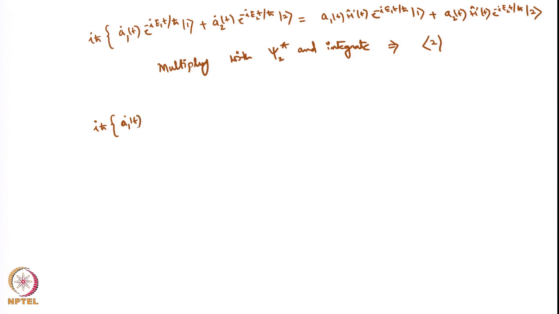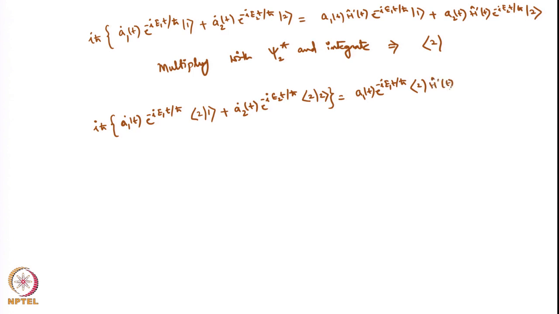a1 dot(t) e^(-iE1t/ħ) ⟨ψ2|ψ1⟩ + a2 dot(t) e^(-iE2t/ħ) ⟨ψ2|ψ2⟩ overlap integral should be equal to a1(t) e^(-iE1t/ħ) ⟨ψ2|H'(t)|ψ1⟩ + a2(t) e^(-iE2t/ħ) ⟨ψ2|H'(t)|ψ2⟩.